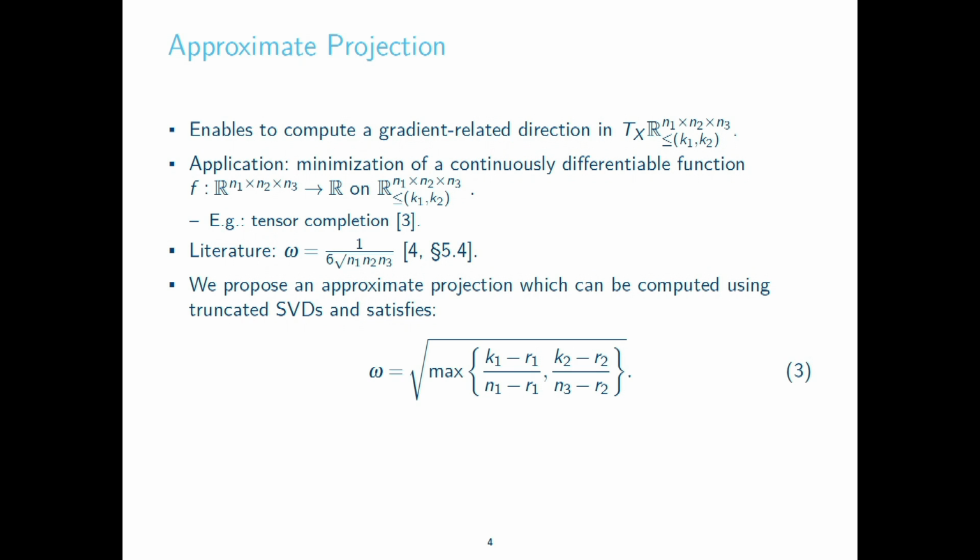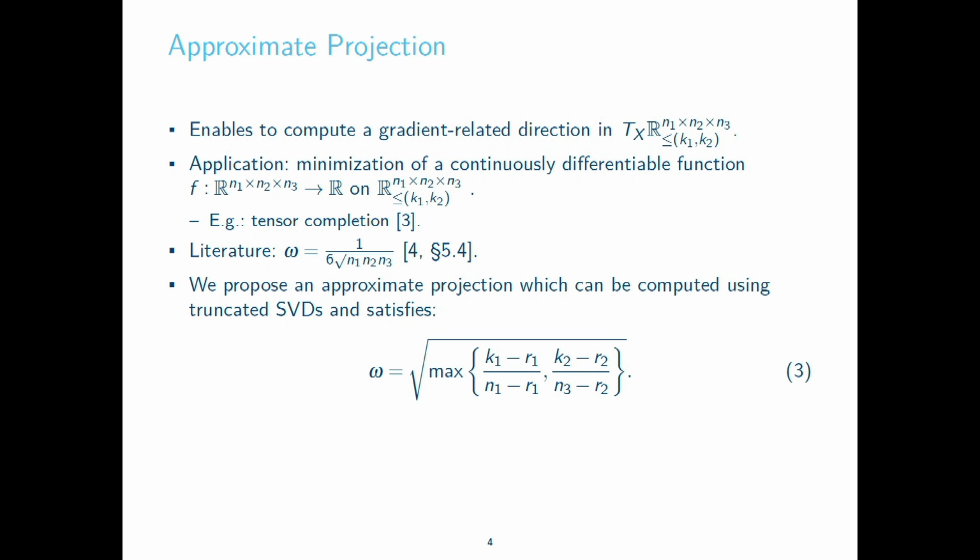As I already said, an approximate projection enables us to compute gradient-related directions in the tangent cone, which is important for constrained optimization problems. This is needed, for example, in applications where we want to minimize a continuously differentiable function on the variety. An example application is tensor completion. The best known approximate projection in the literature satisfies a value of omega like this.